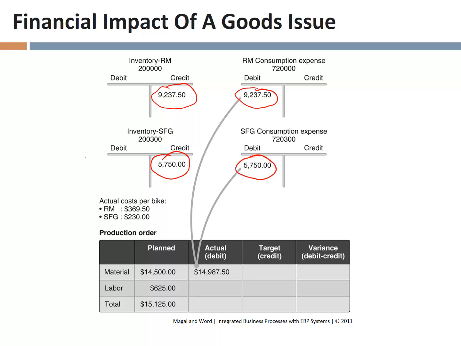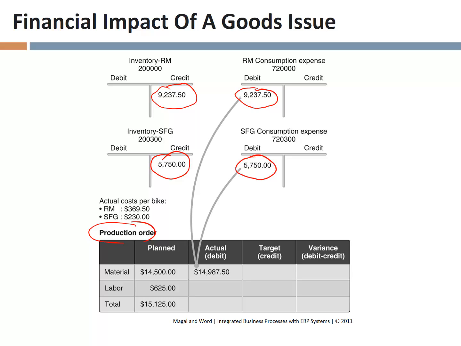And notice down here now, this is illustrating our updating of our cost object, updating of our production order, as it says right here. And so our planned cost was $14,500. But apparently, at least some of this is more expensive than we thought, because our actual costs are $14,987.50. Notice our postings are based on the actual costs.